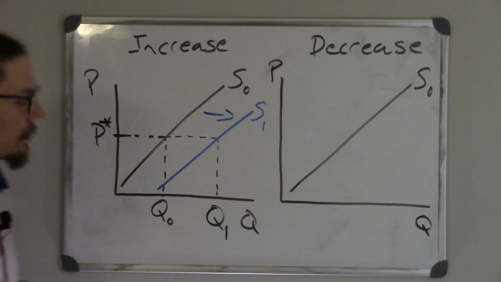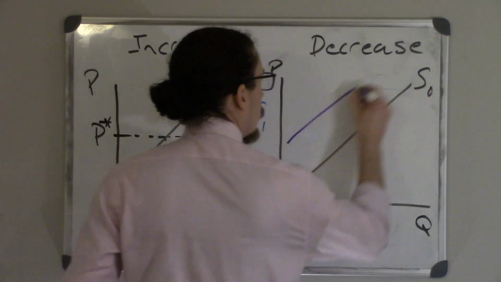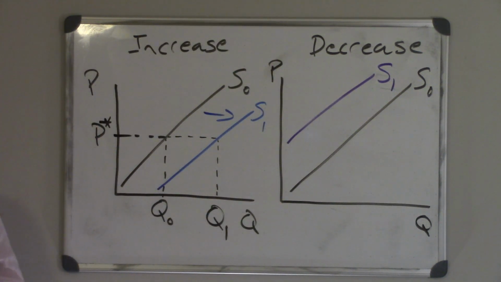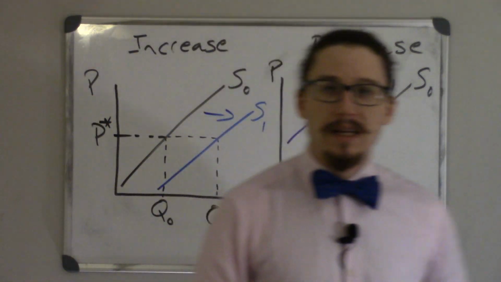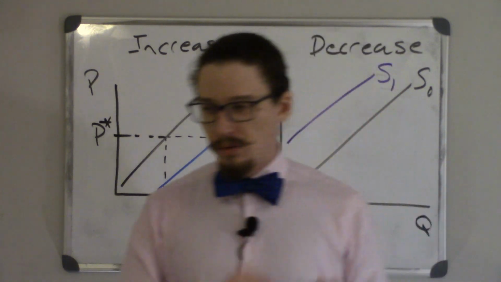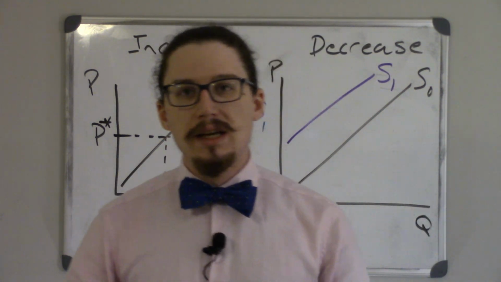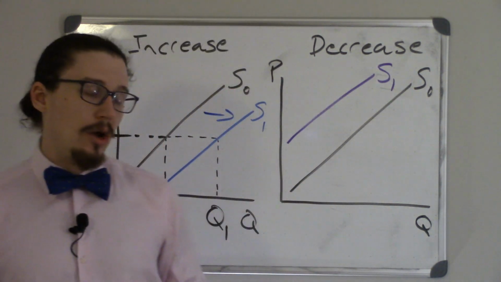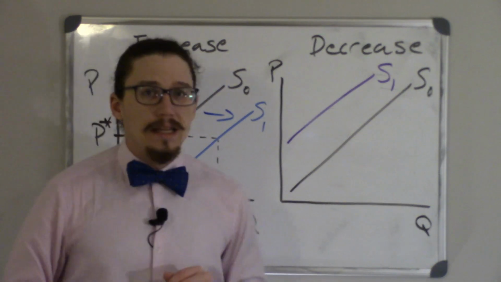Similar thing with a decrease. You can probably figure out where this is going, but when we decrease supply, we're going to shift that curve to the left. So again, this works for both demand and supply. Whether we're increasing demand or increasing supply, we're shifting the curve to the right. If we are decreasing demand or decreasing supply, we're going to shift the curve to the left.